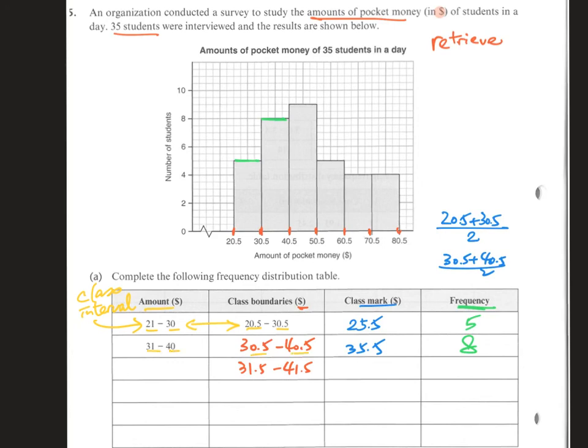Now can you make a guess? Oh sorry, I find I made a mistake in the next one. It should be 40.5 to 50.5. So that's why the amounts originally should be 41 to 50. And then class mark, you should be able to do it. And the frequency this time reaches the value of 9, and you just go ahead on that.